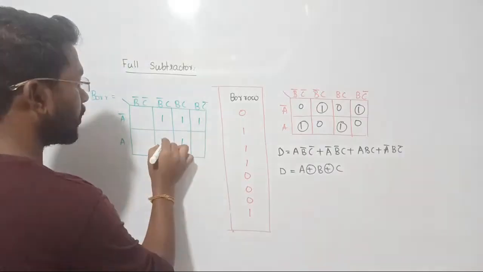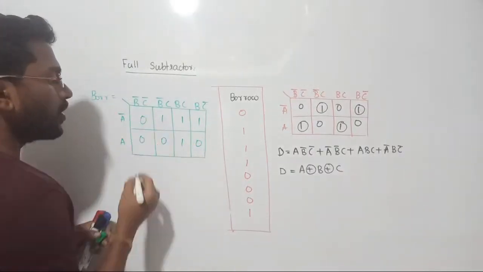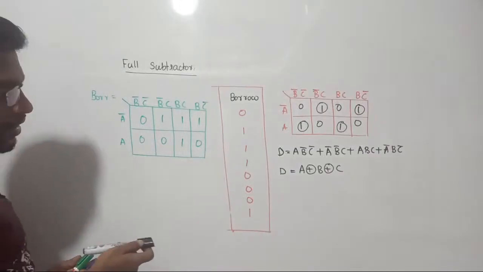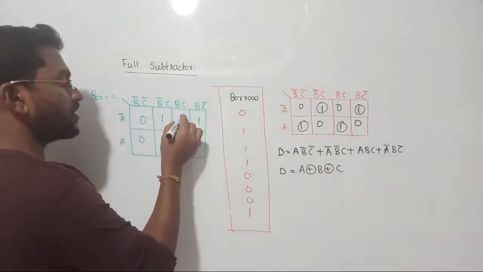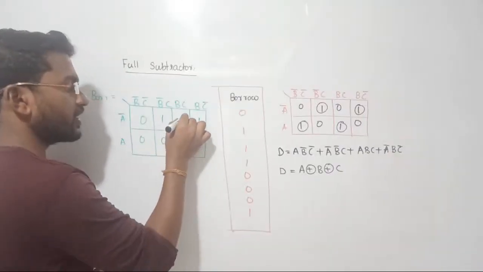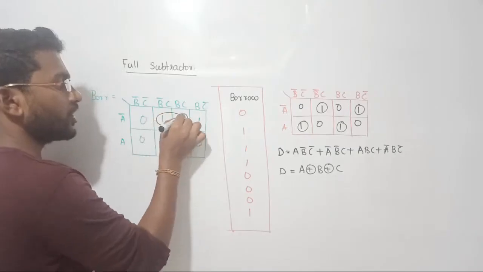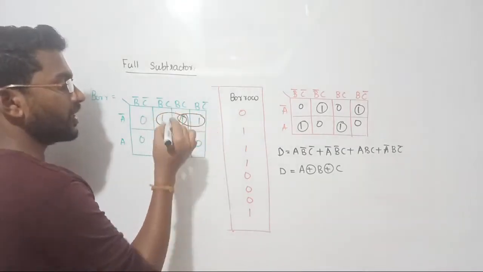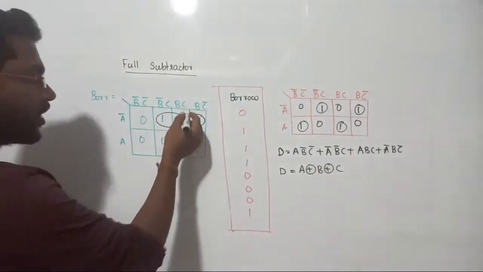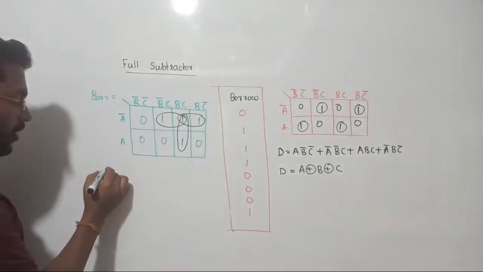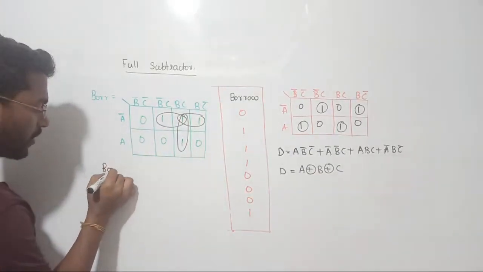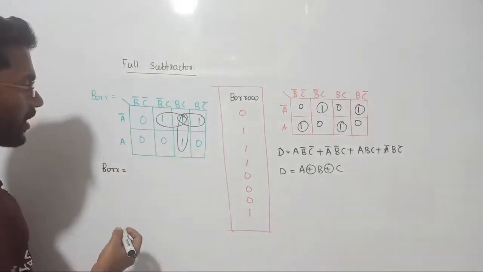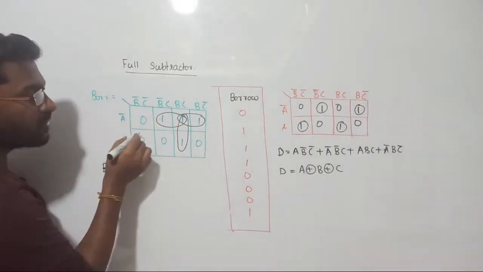Is there any grouping? Can you do grouping here? Of course I can do grouping. So I understood there are groupings possible here. We can group these two, and of course we can also group these two, and these two. Now if I write the answer from here, what am I going to get? That is the borrow answer, and it is the simplified version.